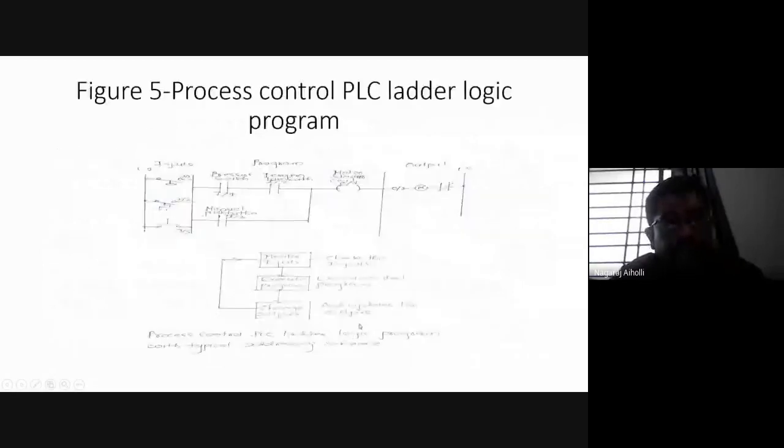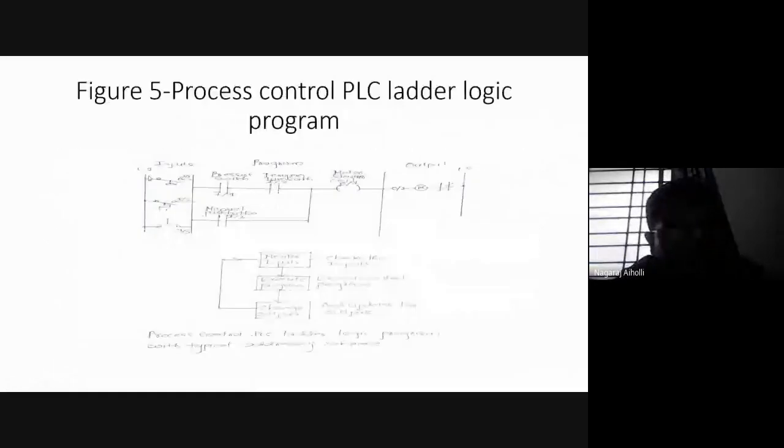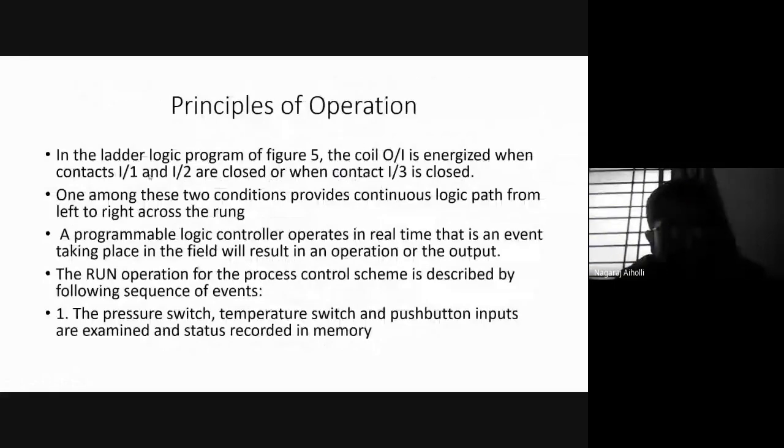Then the next step, a closed contact, that's what I told. A closed contact is recorded as logic 1, and an open contact as logic 0. Then the third step. So these are the different steps. This may be asked in the examination. Explain the sequence of operations, or the sequence of events, when the run operation for the process control scheme is executed. When the run operation for the process control scheme is executed, what are the different sequence of events? Okay.